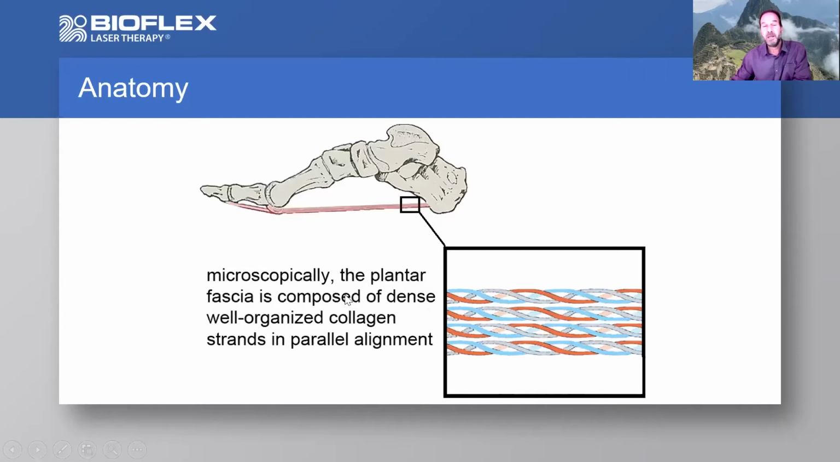If you look at it microscopically, it's composed of well-organized collagen strands in parallel alignment. Now that's ideally what it should look like microscopically, but as we age and then we get microtrauma, it tends to become not so nice and organized in parallel fashion.